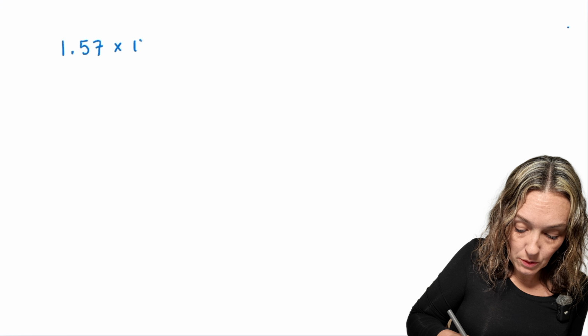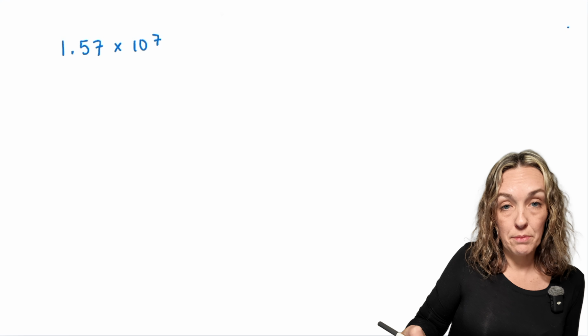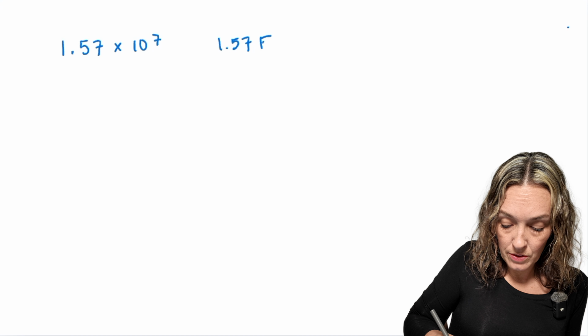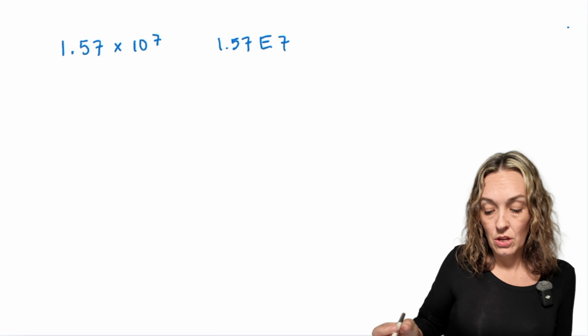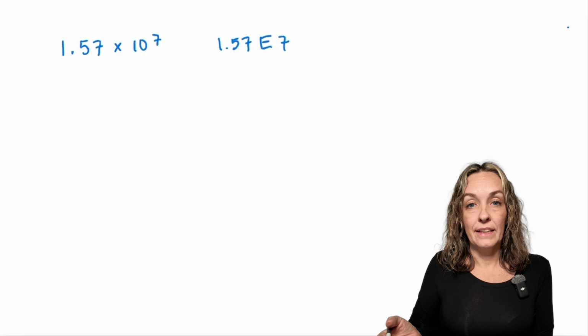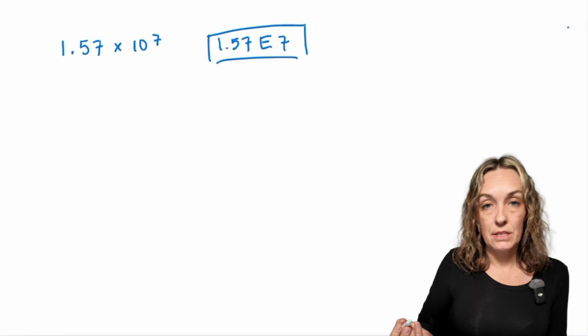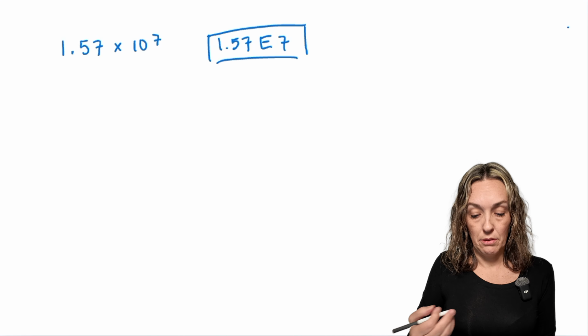One last thing to keep in mind is how your calculator formats this. When we are doing math with really large or really small numbers, our calculator will often convert to scientific notation. When my calculator converts something to scientific notation, rather than writing 1.57 times 10 to the 7th power, my calculator will often write that as 1.57E7. When you get that number out of your calculator, it is not giving you an error. Instead, this number is exactly the same as 1.57 times 10 to the 7th power.